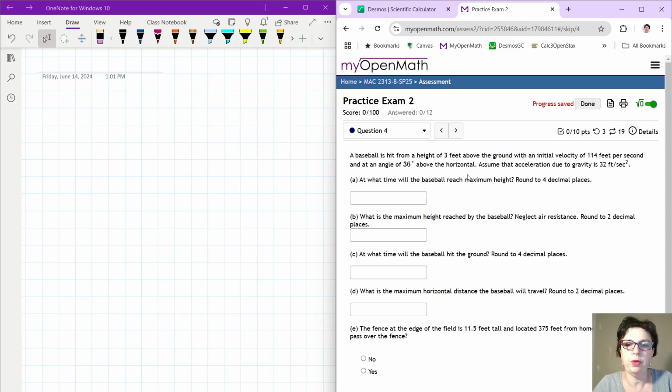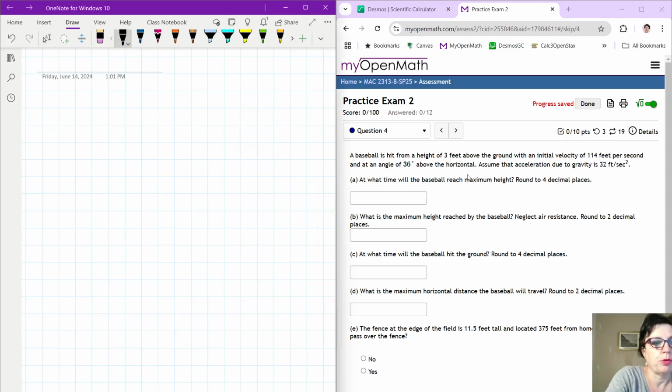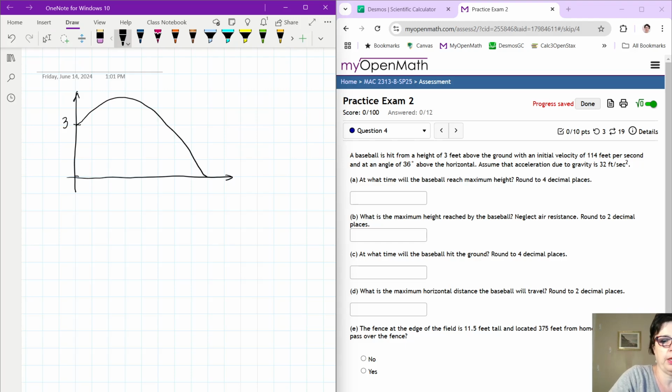Hey guys, in this question we are going to look at a motion that is like a parabola, right? So when you hit a baseball, it says that the baseball is hit from a height of 3 feet above ground, and at some point it's going to reach its maximum height. You hit it at an angle and then it's going to hit the ground. So right here is the maximum height point, and then right here is when it's going to hit the ground.